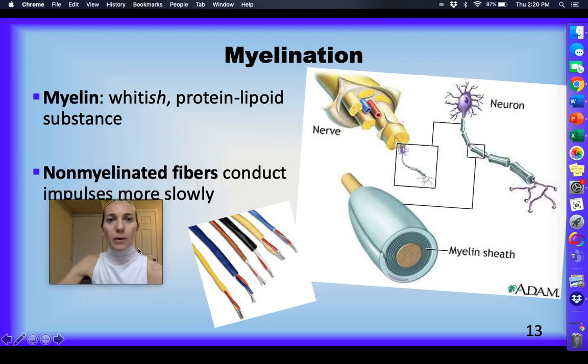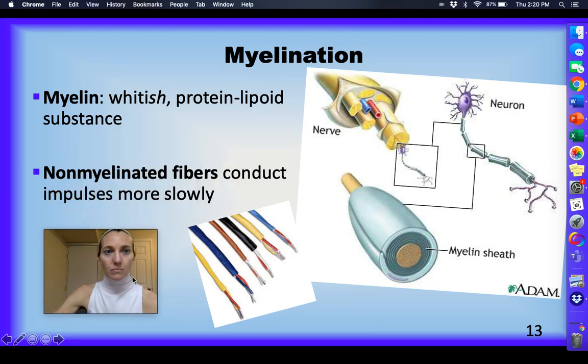So last up, I want to look at myelination. So what is myelin? We've looked at the cells that make up myelin in both the central as well as the peripheral nervous systems. But what it is: it's a protein lipoid substance. So protein fat substance. And it's going to be white in color.